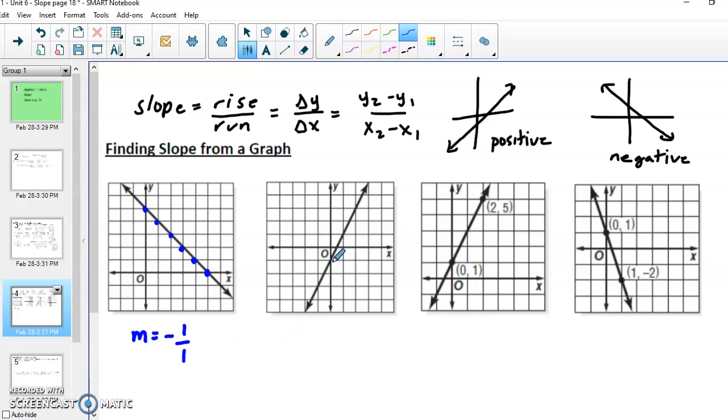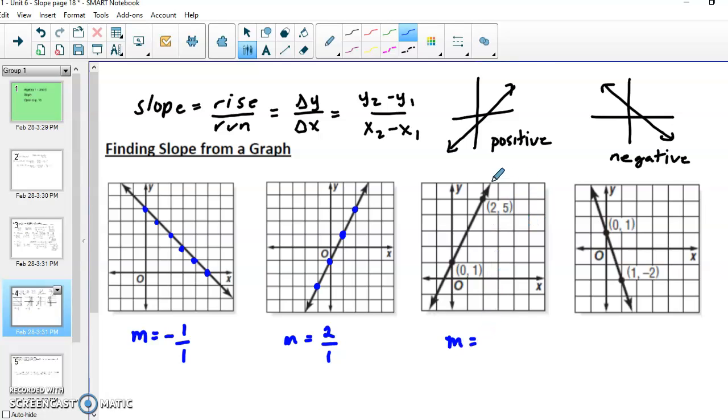Okay, let's go through the next one. Again, I'm going to highlight in blue some points where it goes through evenly. This slope is positive because it's going uphill. How many up and how many over? We're going up 2 over 1. There you go.